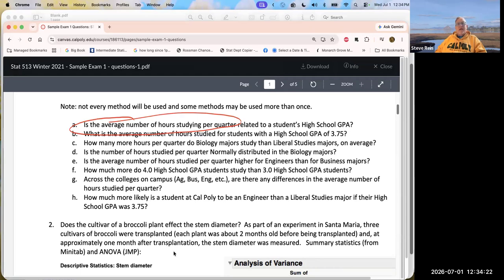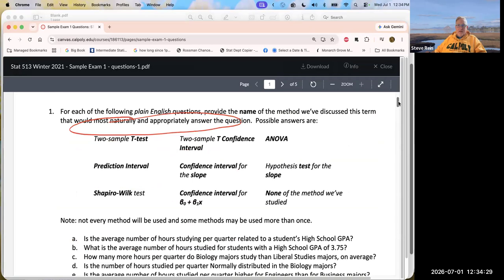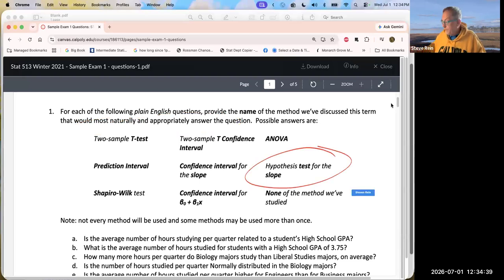So that's why I'm thinking a test of the slope. Let's figure out which of the methods that is formally. Some of you have looked it over, some of you haven't, but I'm saying this should be a slope test. So which is the slope test? Oh, hypothesis test for the slope. So that's the reason I answered that on A.